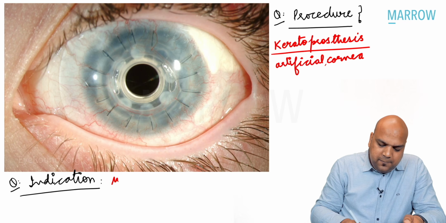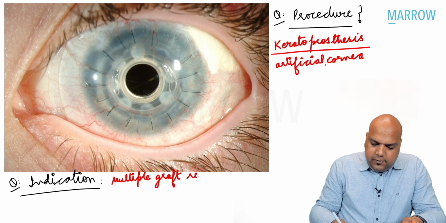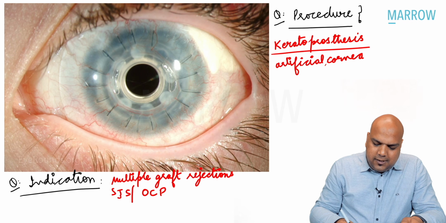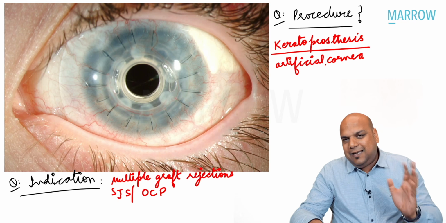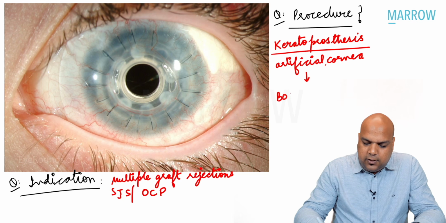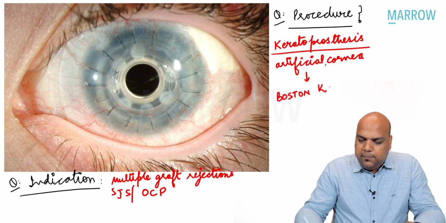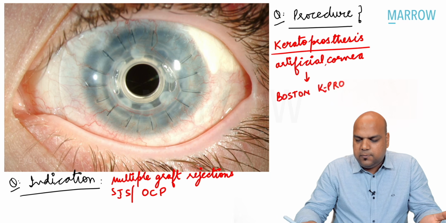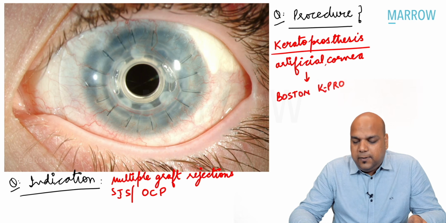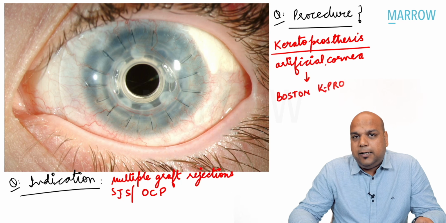So what is the indication? Multiple graft rejections. You have done keratoplasty multiple times and every time there is graft rejection, or specifically in cases of Stevens-Johnson syndrome or ocular cicatricial pemphigoid. Okay, these are some of the indications of a keratoprosthesis. This artificial cornea, the most common, is known as Boston K-Pro. K-Pro is the short form for keratoprosthesis, and it was made in Boston, a very beautiful city in the United States of America, and that is what is called Boston K-Pro or Boston keratoprosthesis.